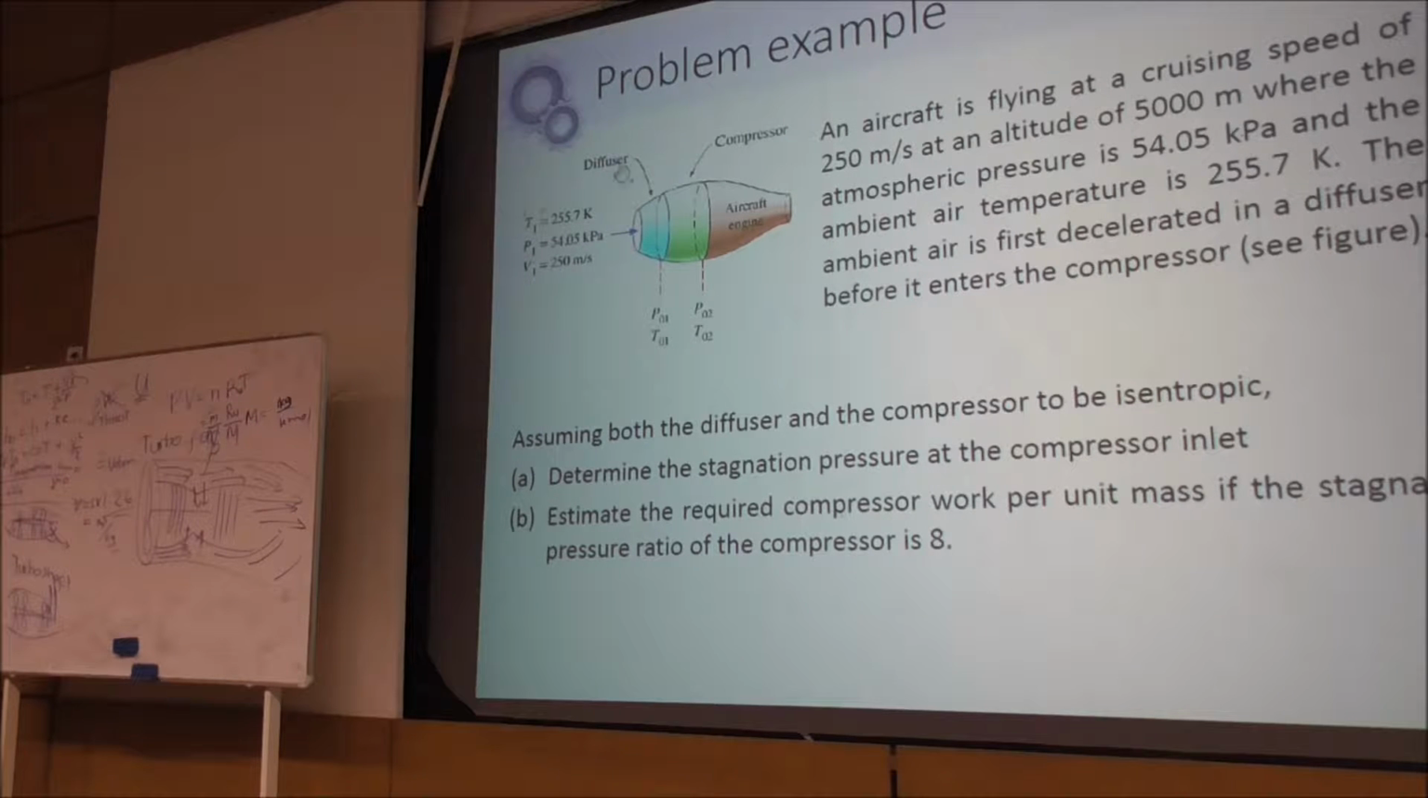So you have an aircraft engine. The inlet temperature is 255.7 Kelvin, very low, minus 20 degrees C. The pressure is 54.05 kilopascal, and the velocity is 250 meters per second, which is roughly about 800 kilometers per hour. So you need to calculate the stagnation pressure at the inlet. How do you do that? Stagnation pressure at the inlet of the compressor.